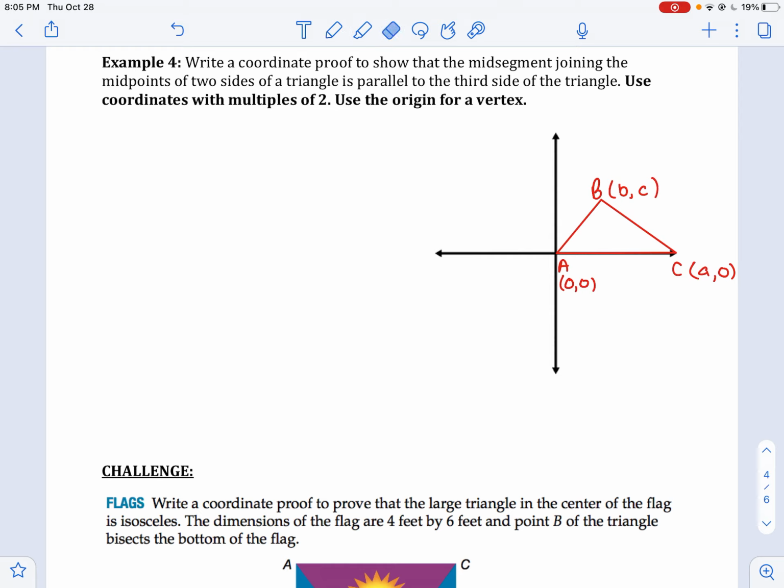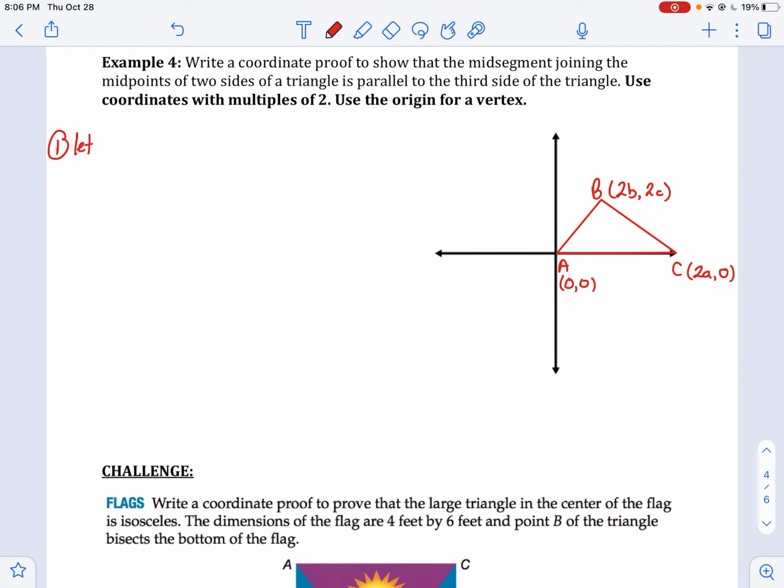But really what we need to do here is we need to make sure that we take the hint that was given to us and use coordinates with multiples of 2. We'll see why in just a second. So the reason why we're using multiples of 2 is because of my midpoint formula. So here I need to find the midpoint. So first of all, we should establish what our coordinates are.